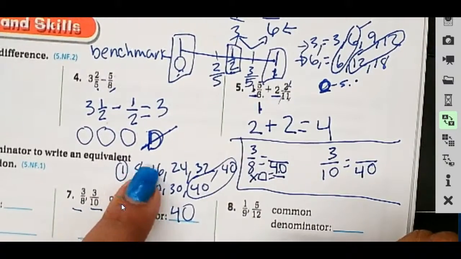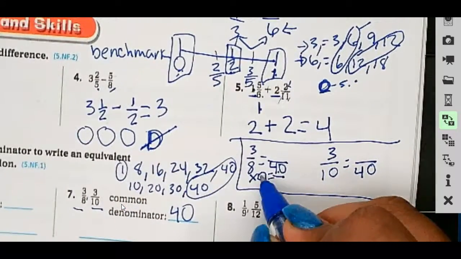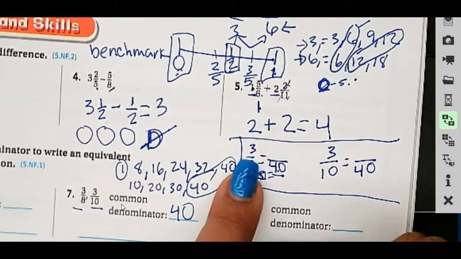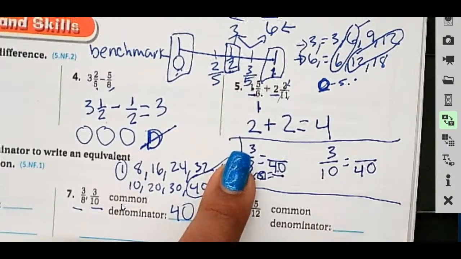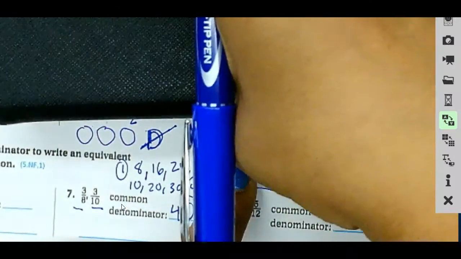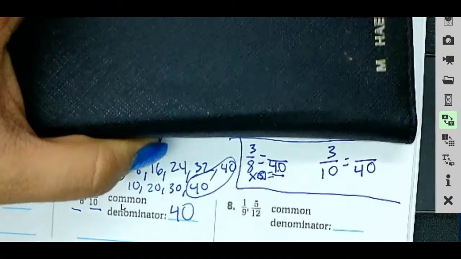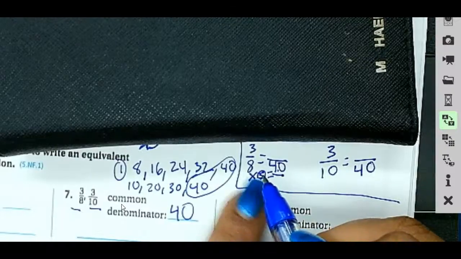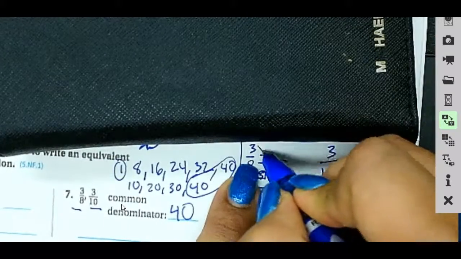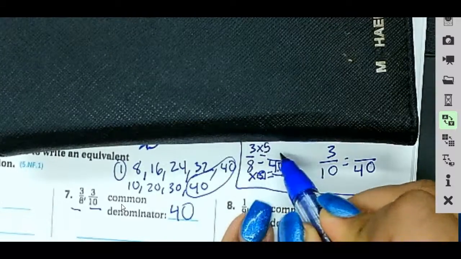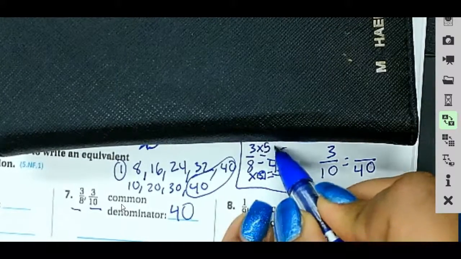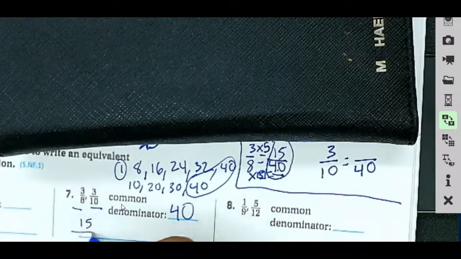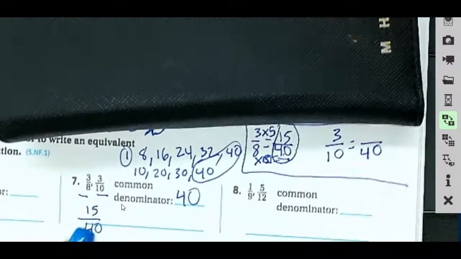Well, you can count: 1, 2, 3, 4, 5. So I have to multiply by 5. If I multiply the denominator by 5, I need to multiply the numerator by 5. Let me just cover all this because I know it looks kind of messy with all that writing. What's 3 times 5? 15. So this is my first equivalent fraction, and I'm going to write it here. That's my first answer, 15 over 40.